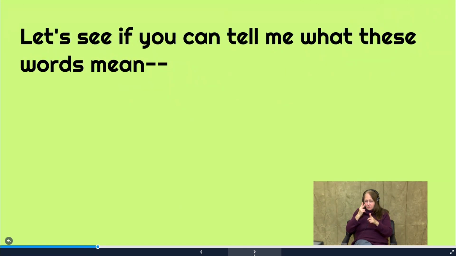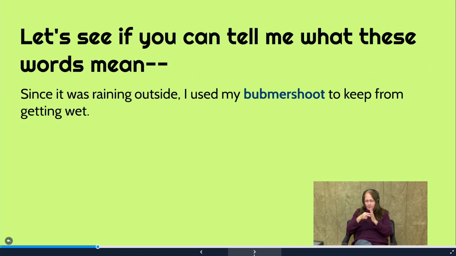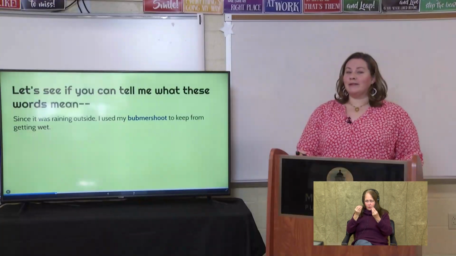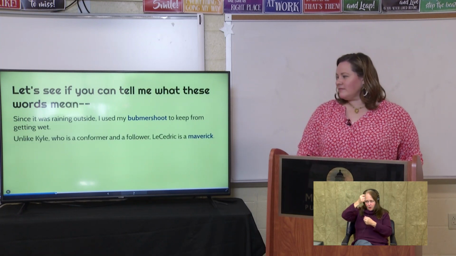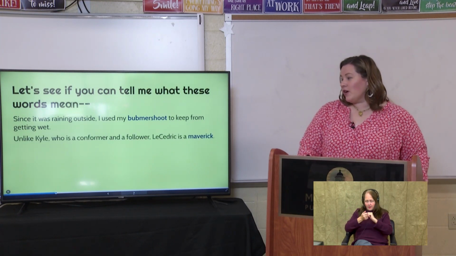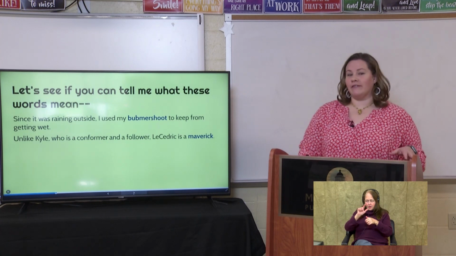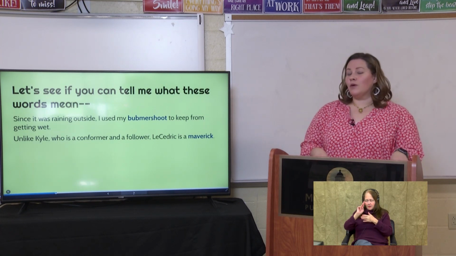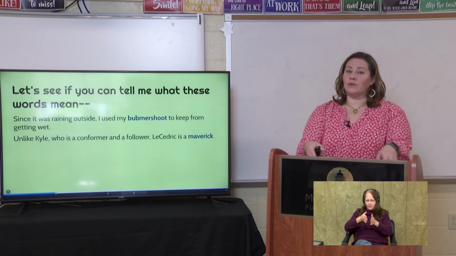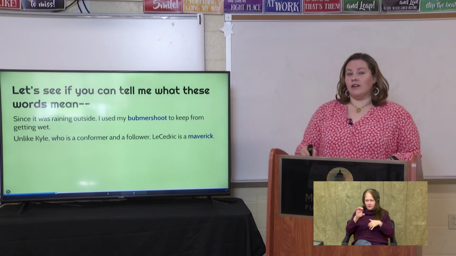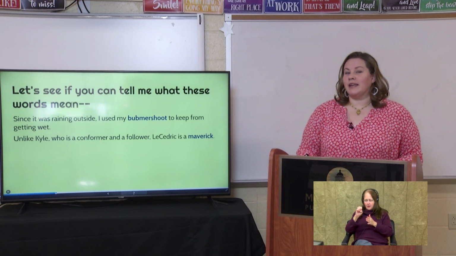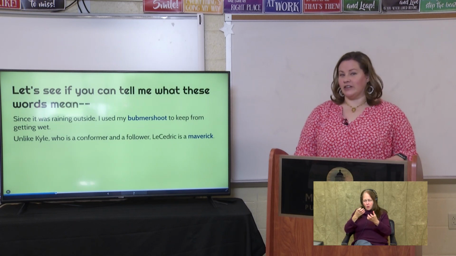So let's see if you can tell me what these words mean. Since it was raining outside, I used my bumper chute to keep from getting wet. Now, what is something that would keep you from getting wet outside? It would be an umbrella. Unlike Kyle, who is a conformer and a follower, LeCedric is a maverick. Now, if Kyle is a conformer and a follower, meaning he does whatever the majority of the group would do, and LeCedric is a maverick, that means that LeCedric is going to be somebody who does what he wants, doesn't necessarily follow the crowd.